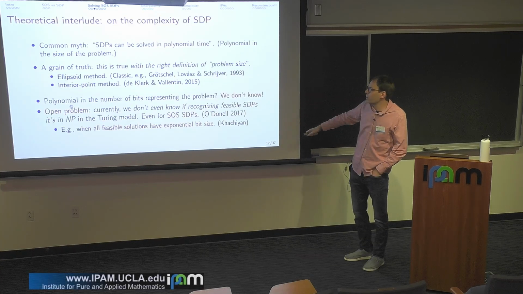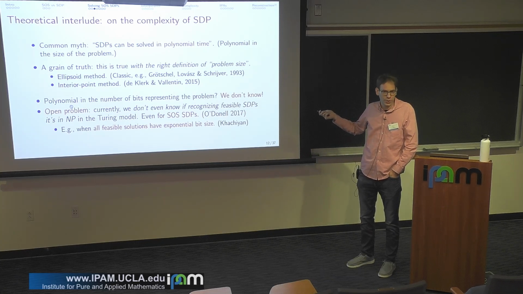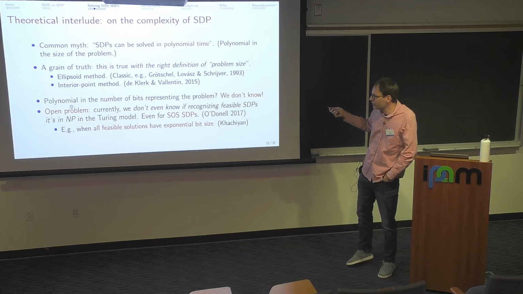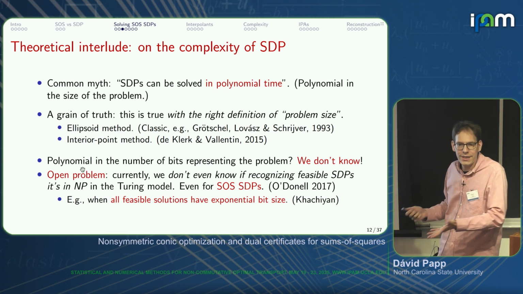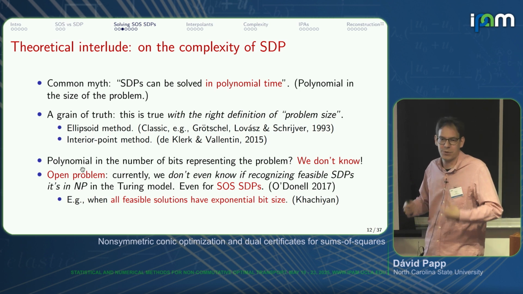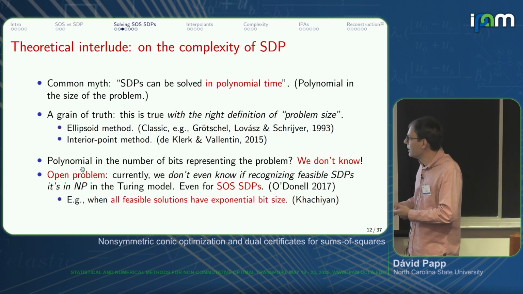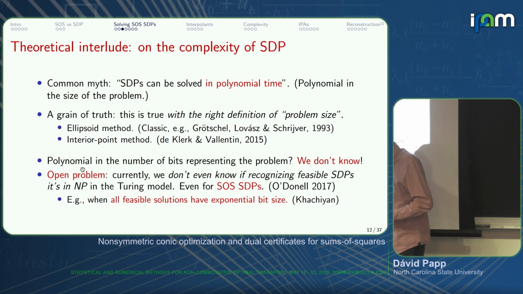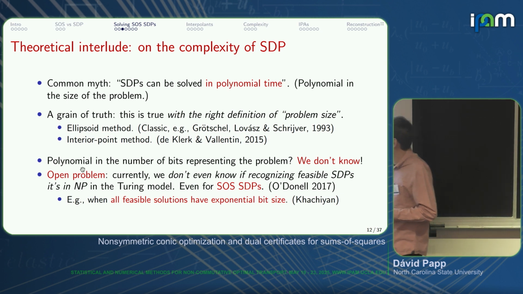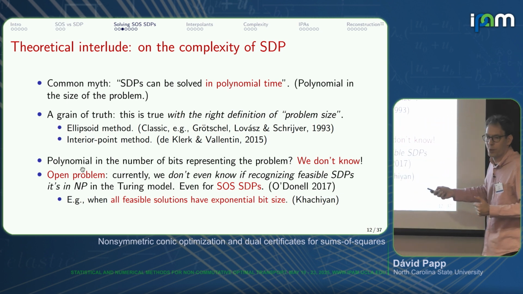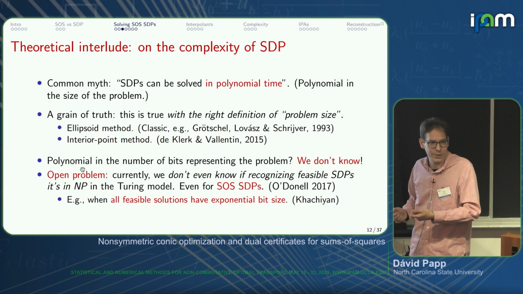We don't know. In particular, we don't even know if recognizing feasible SDPs is in NP or not in the bit model. Even a simple argument doesn't work, that if I have a feasible solution, that's an obvious, easily checkable certificate. Just give me the feasible solution, I'm just going to plug it in and check. Even that doesn't hold, because there are really simple, elegant constructions, like a famous one by Khachiyan, which only uses 2x2 semi-definite matrices, where all feasible solutions have exponential bit size. So I can't even give you a feasible solution for you to verify in polynomial time. You can't even read them.